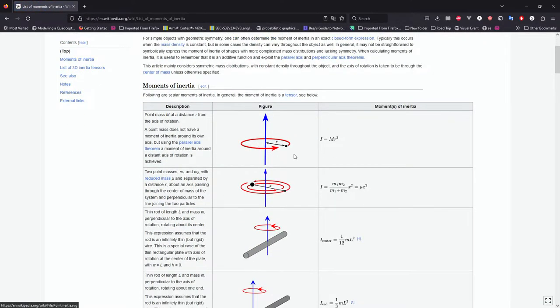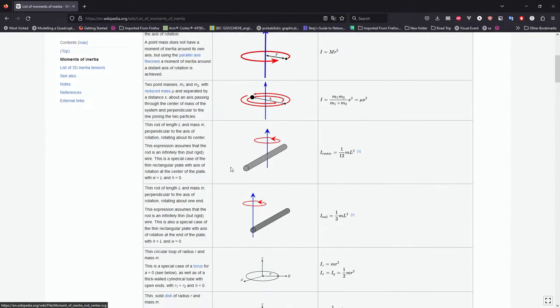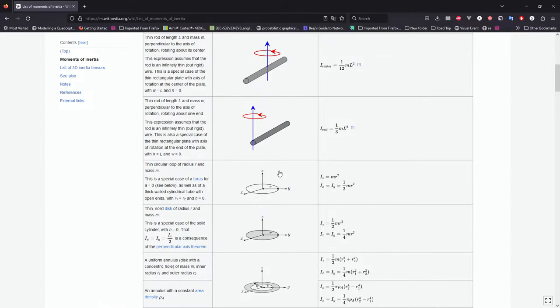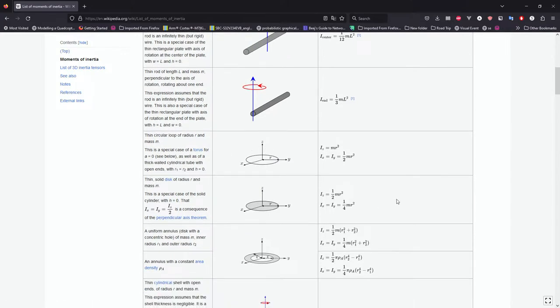And here you'll have, what do you have when you have a point mass, a 2-point mass, a rod, a circular loop of radius and mass m, and then a solid disk. So you can model based on what you've studied before and take this quadcopter and ask, how can I break this complex machine into basic formulas that we learn from low-level basics of physics 101?